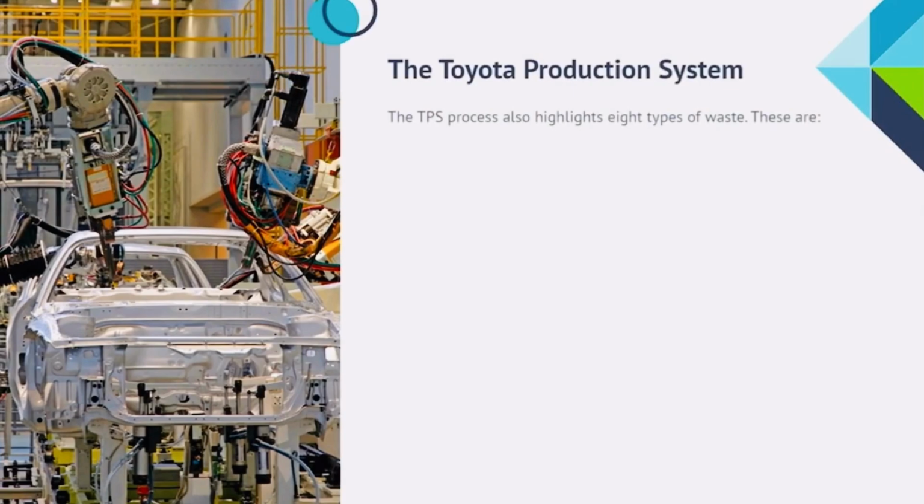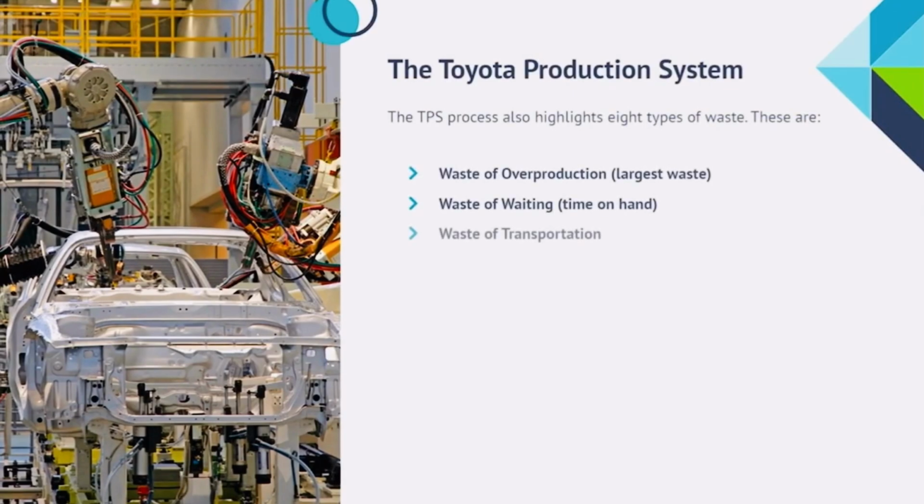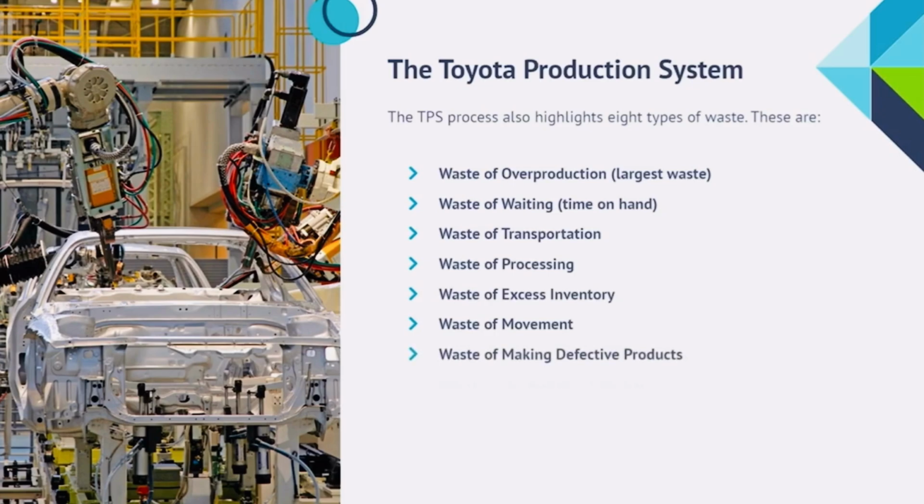The TPS process also highlights 8 types of waste. These are: waste of overproduction, largest waste; waste of waiting, time on hand; waste of transportation; waste of processing; waste of excess inventory; waste of movement; waste of making defective products; waste of underutilized workers.